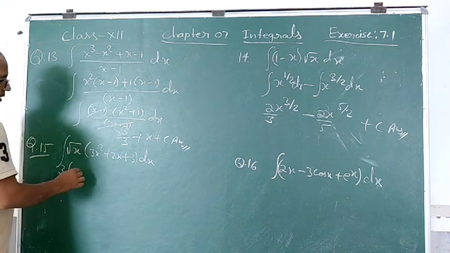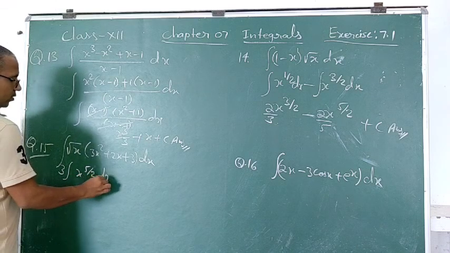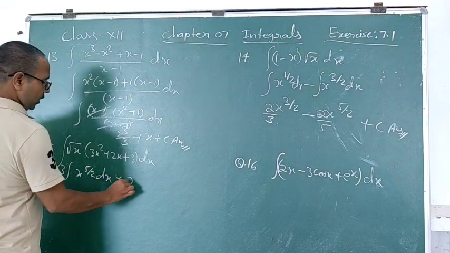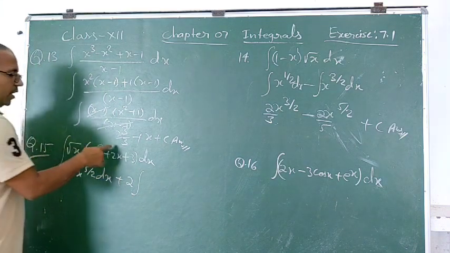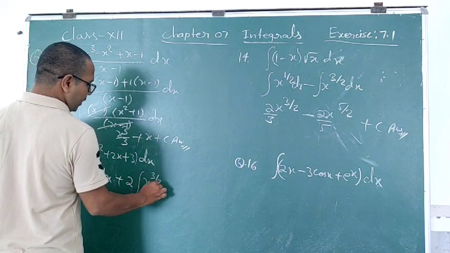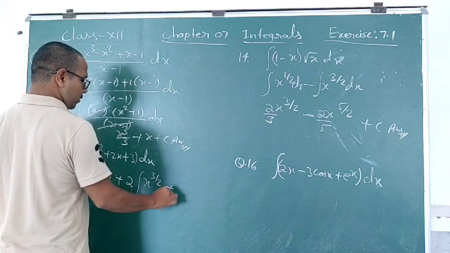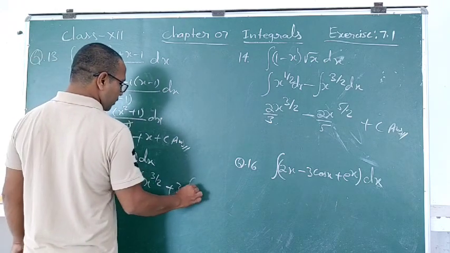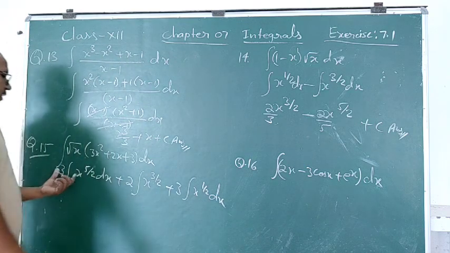So, how much you will get here? 5 by 2 dx, use the integral, plus 2, take it outside, integral, 1 plus 1 by 2 by doing the multiplication. So, x to the power 1 plus 1 by 2, that will give you 3 by 2. Again, this root x can be multiplied with this 3 constant. So, 3 take it outside, so x to the power 1 by 2 dx.